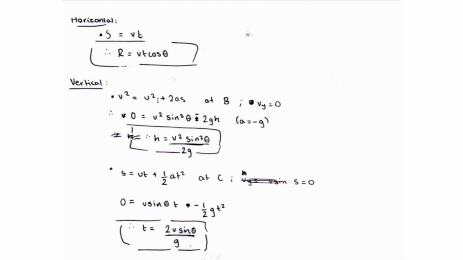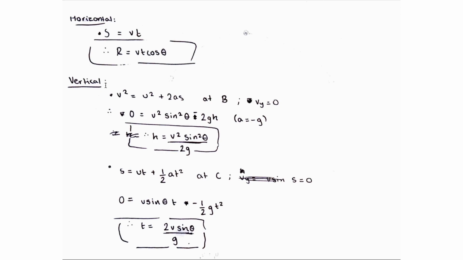Next we're going to look at the vertical aspect of things, and remember the SUVAT v square is equal to u square plus 2as. We're going to apply that at point B, where, remember, vy, or vertical velocity, is 0. So v square, which will be 0 square, which will be 0, will be equal to u square, which is v square sine square theta, and minus 2 into minus g. Remember, a is minus g, so it'll become minus 2gh. And you can basically rearrange it to find this equation, which is extremely important to find the maximum height using only the value of theta and v, since g is a constant.